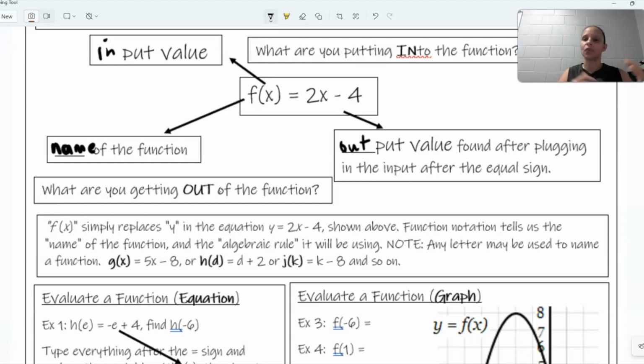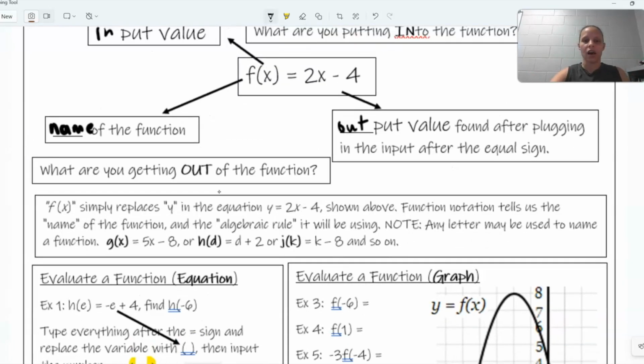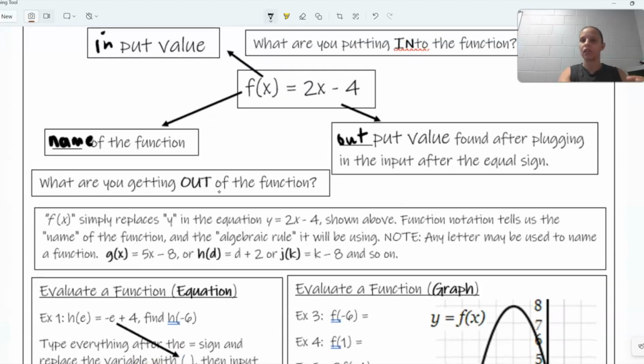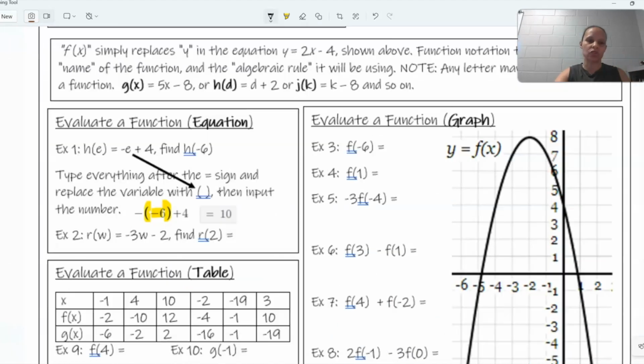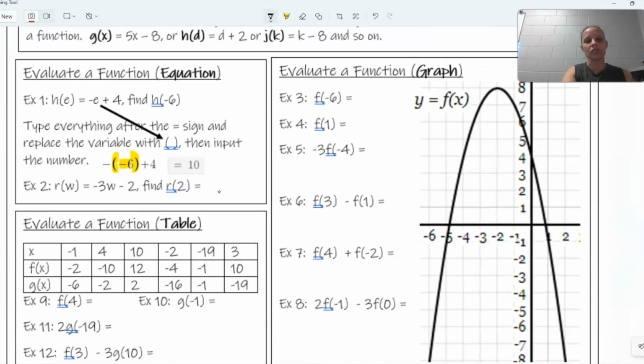We're going to look at different ways to evaluate a function, because this function in particular is given as an equation. So that's what we're going to start with first: evaluate a function given as an equation. How do I read this again? Try to say it before I do. H of e is equal to negative e plus 4. What's my input? E. And what's my output? Take the negative of my input plus 4.